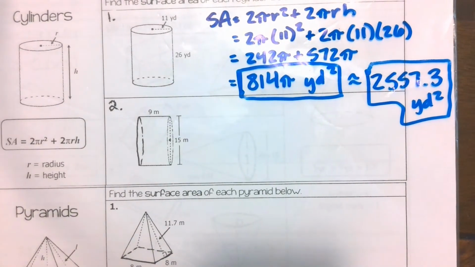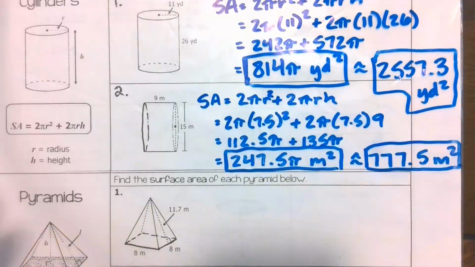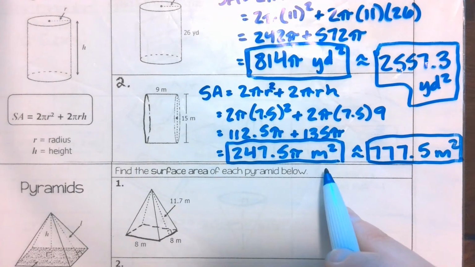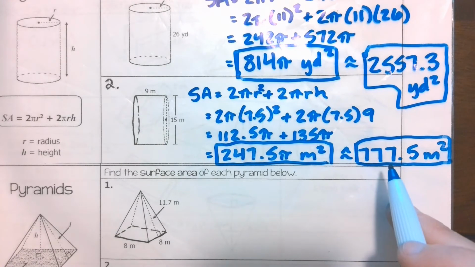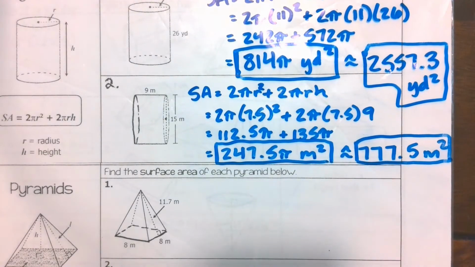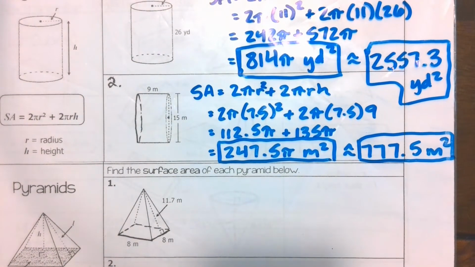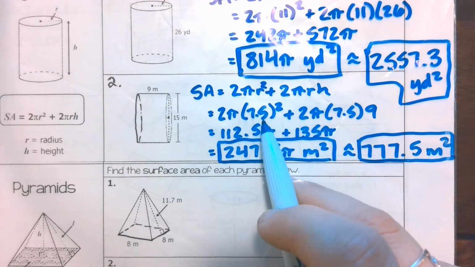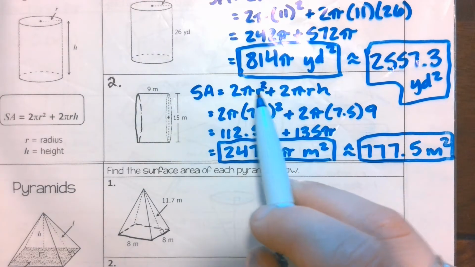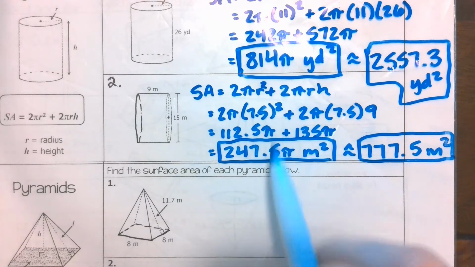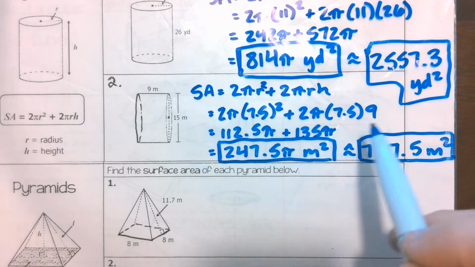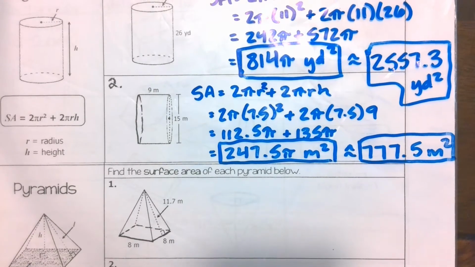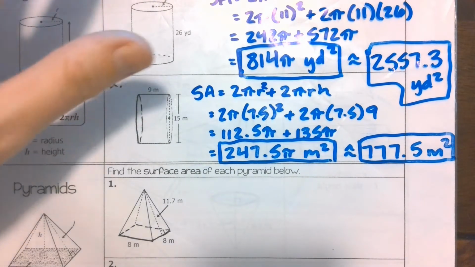Go ahead and try number 2 on your own. So you should be getting 247.5 pi in terms of pi, and then 777.5 meters squared rounded to the nearest tenth. If you're not getting either of those values, you might make sure that your radius you're plugging in is 7.5. Make sure that with that area part that you squared it, and then your height should be a 9. If none of those things are incorrect, then you might try plugging that into your calculator again.